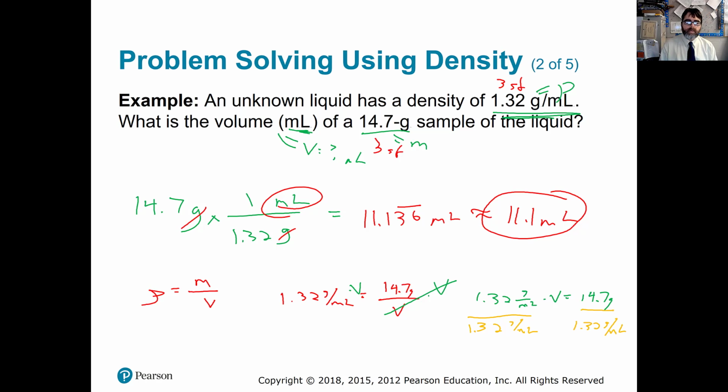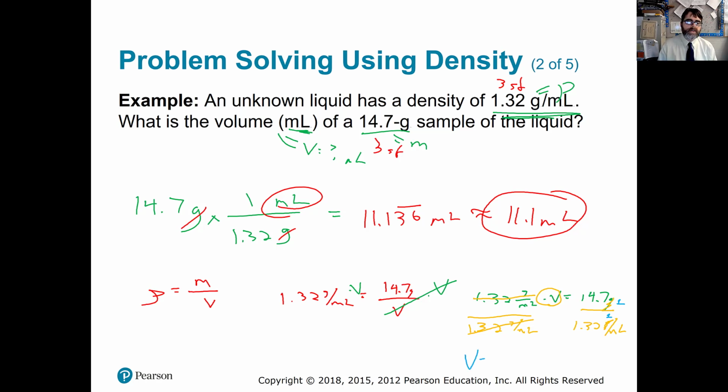And so then the 1.32 grams per milliliter here cancel out. We're left with volume on this side. Over here on this side, the grams cancels with grams, and we have 1 over 1 over milliliters. There's no units here, so that's a 1. And anytime we're dividing a fraction by a fraction, it's the same as flipping it, and so then that becomes milliliters in the numerator.